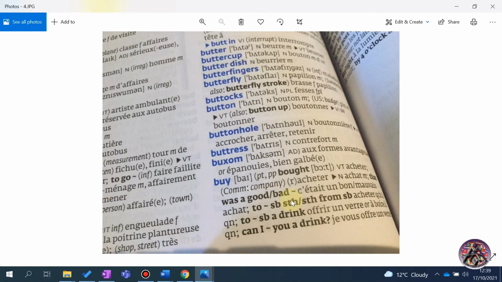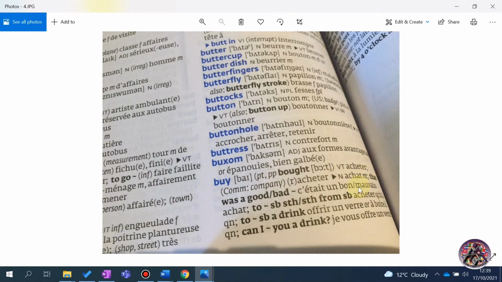So here's another example. I want to use the verb to buy in the perfect tense. The scenario is you went to a party and you bought something like a birthday present for somebody. So here I'm checking in the English part in the white section of the dictionary. So the English part, buy, and it tells me VT, so verb transitive, acheter.